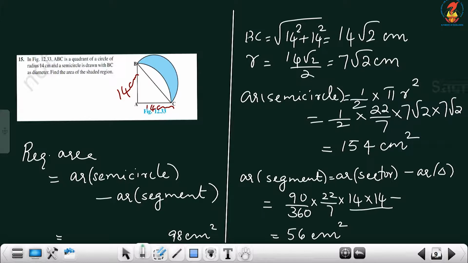And for the area of the triangle, what kind of triangle is this? This is a right triangle. So, we can use half into base into height. What is B? B is 14 and H is 14. So, that is equal to half into 14 into 14, which is equal to 56 centimeter square. So, the required area, area of the semicircle minus area of the segment, is equal to 154 minus 56, which is equal to 98 centimeter square. So, the final answer is, therefore, the required area is equal to 98 centimeter square.